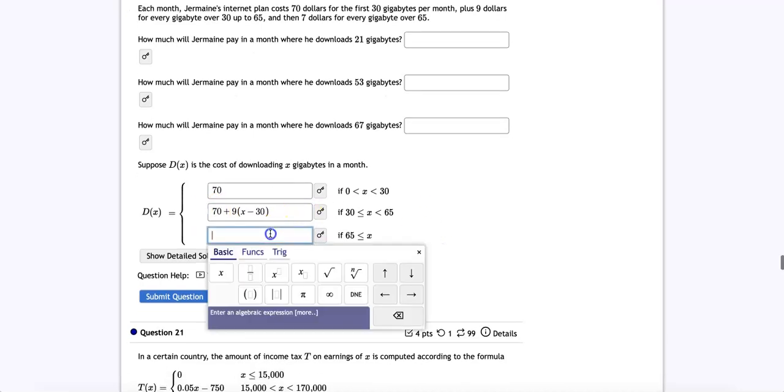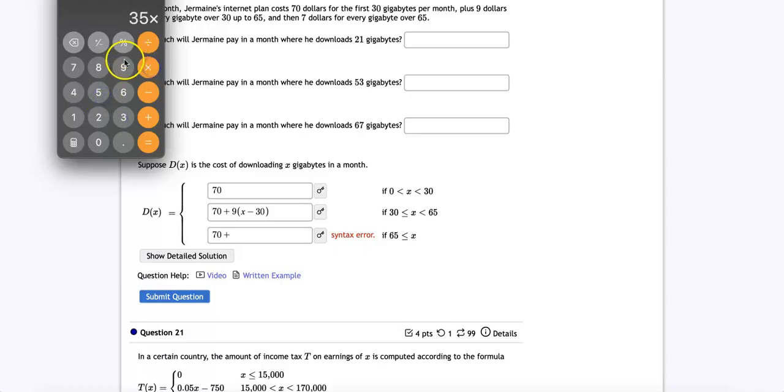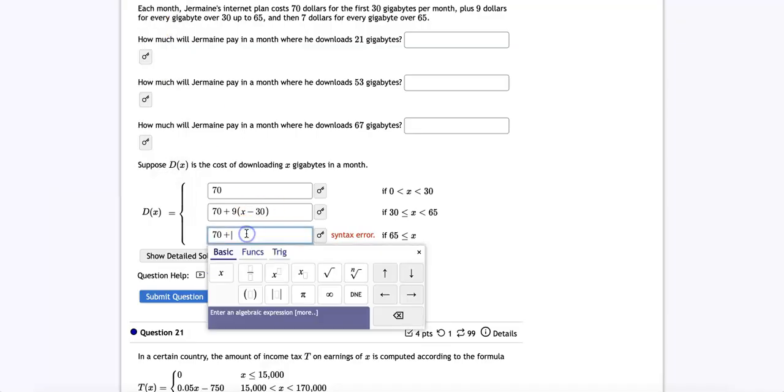In the third scenario, you have the standard $70 cost, and then on top of that, you paid a certain amount of money for the next gigabytes up to 65. Well, how much money did you pay for these gigabytes right in here? If you actually did download 65 gigabytes, that would have been 35 extra gigabytes, and 35 times 9 is $315. So you would have had to pay $315 for the extra gigabytes that you took from this second category.